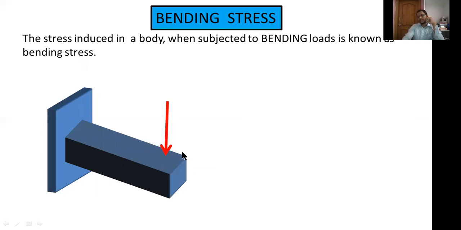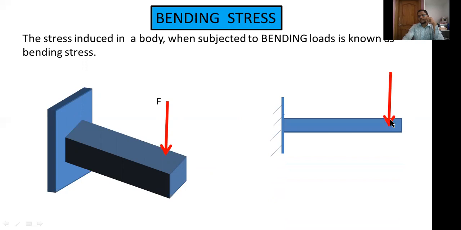Then what happens? You can observe that when a load is acting on the body, this component may fail due to bending. This type of load is called a bending load. Bending loads are normal loads. The stresses induced in a body when subjected to bending loads are known as bending stress.